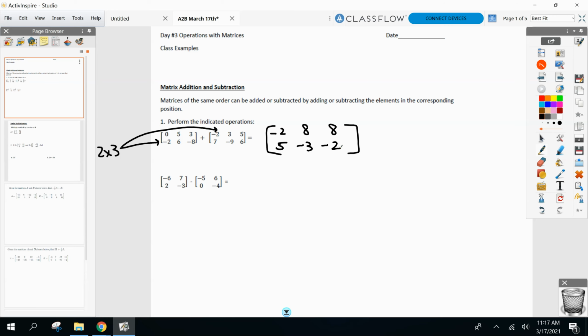Now let's do a subtraction one. The only thing I'm going to warn you about: two negatives equal a positive. Remember, two negatives equal a positive. If you're a little concerned, use your calculator. So here we go. I got a 2 by 2 and a 2 by 2, so I can subtract them as long as they're the same size.